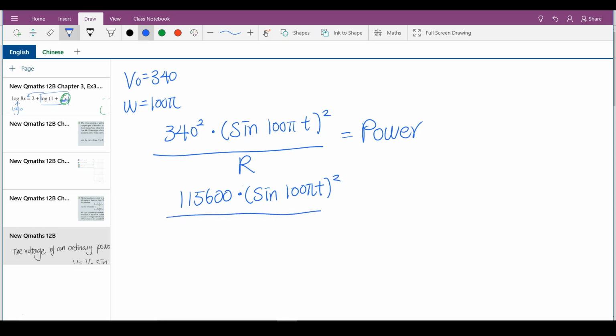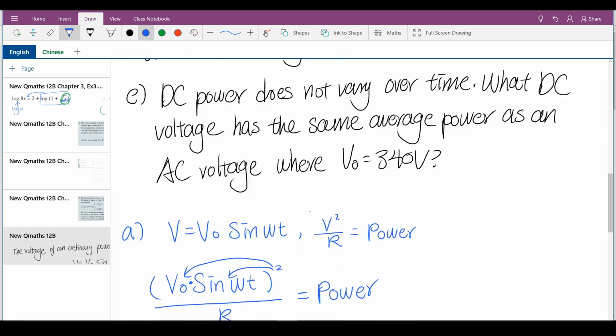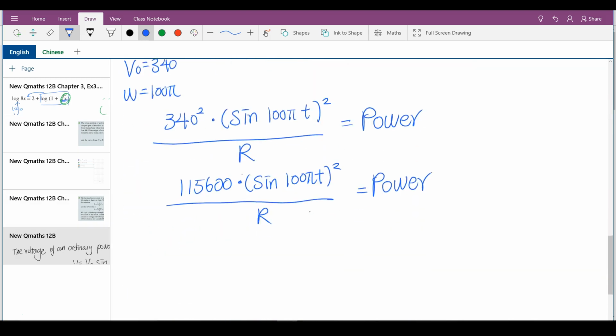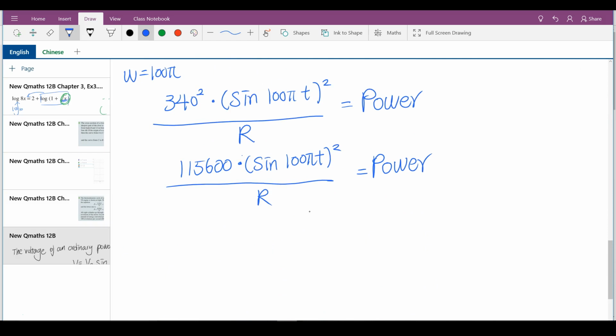All right, over R equal power. Right, and I think that's it. That's all we can do. So did we find an expression for the power in terms of t? We got the power on one side, and we got the t on the other side.